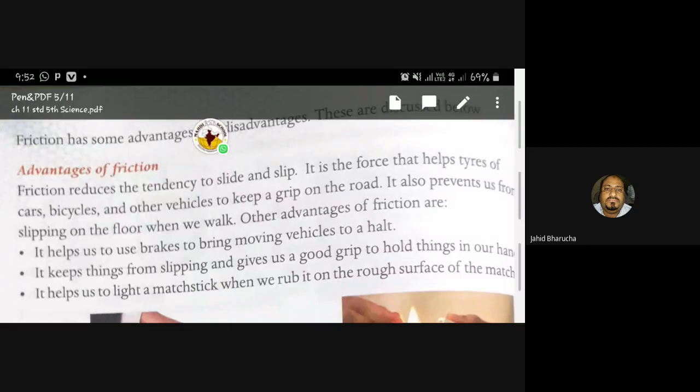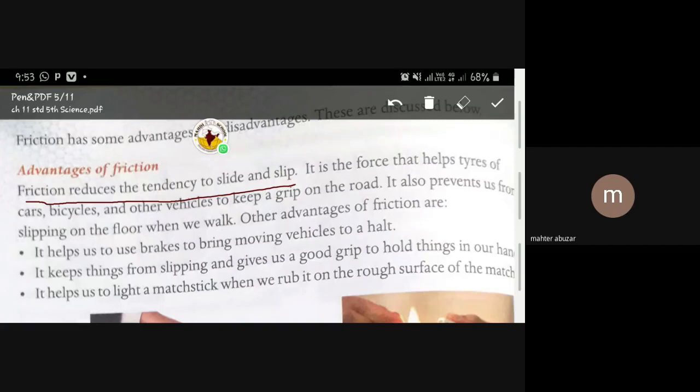Okay. Now, friction reduces the tendency to slip and slide. This is a very good sentence. What does friction do? It reduces the chances of sliding or slipping. Slip hota hai na, us se bachata hai, slip hone se.